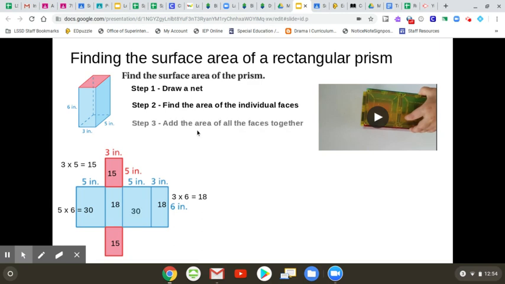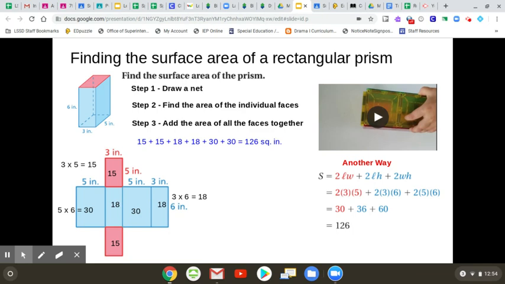So next, we're going to add the area of all of the faces together, and we'll end up with 126 square inches. Now, this was kind of a cool little thing. If you notice, there are two of each of the different types of lateral faces and bases. And so we could use this formula.